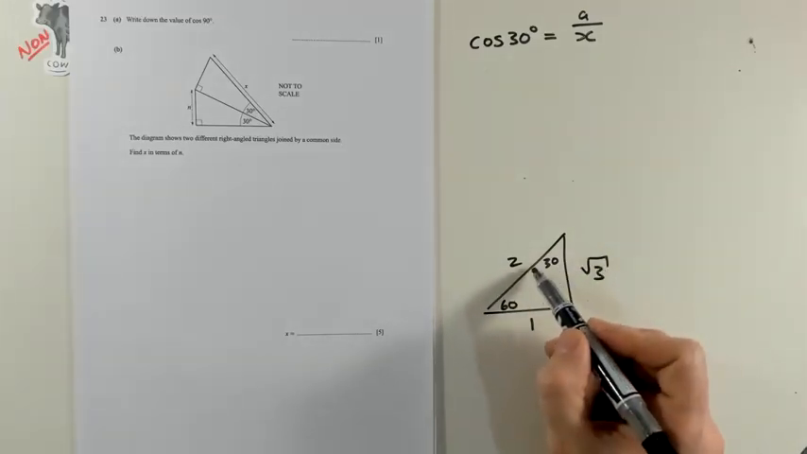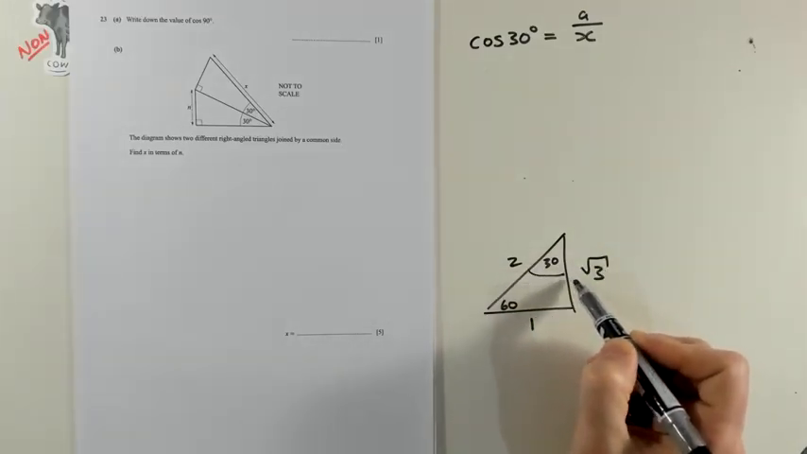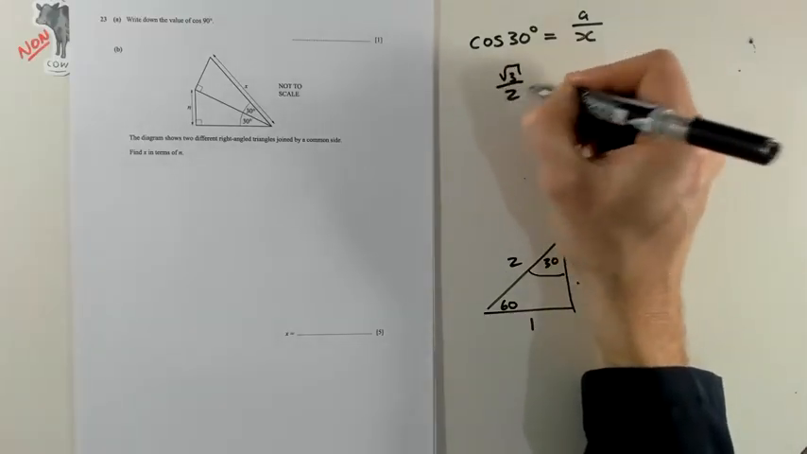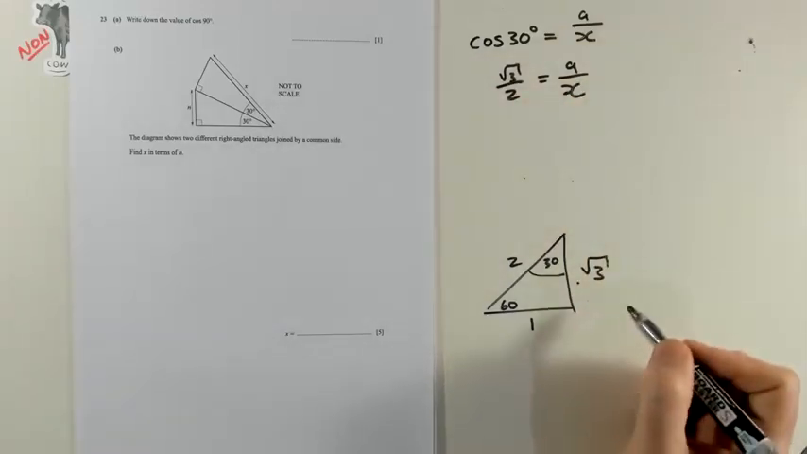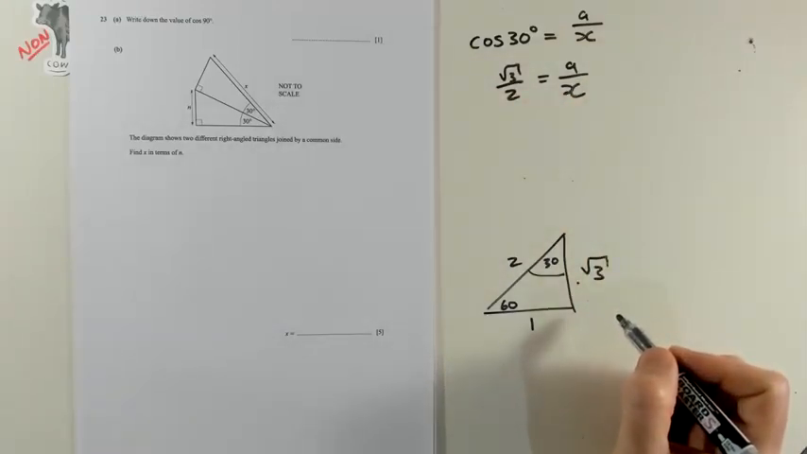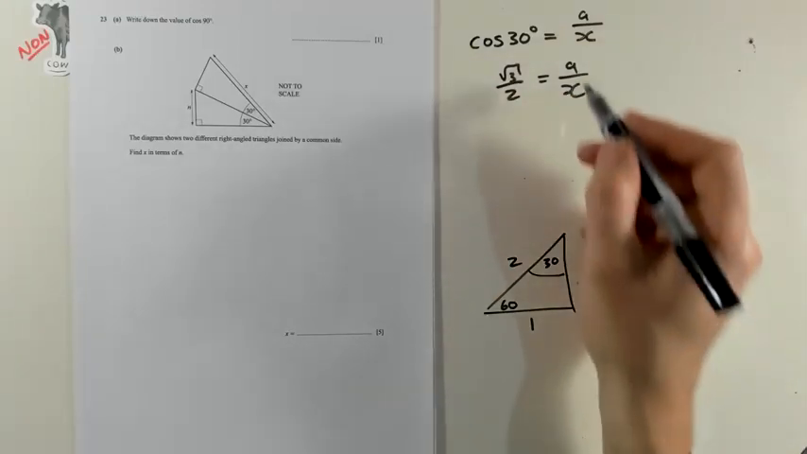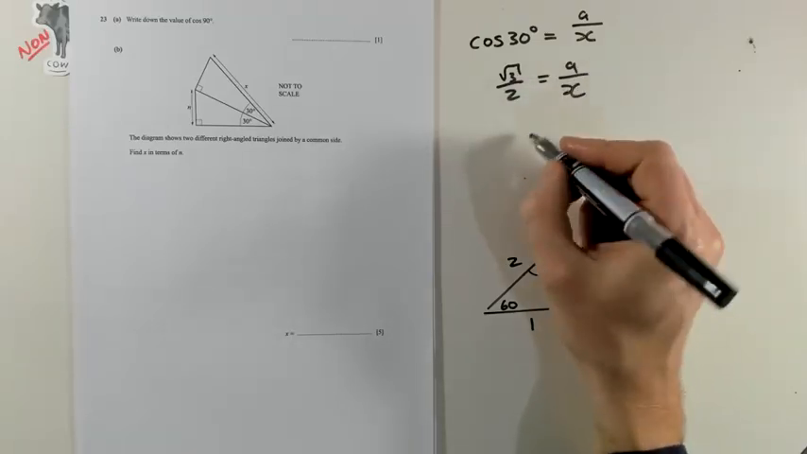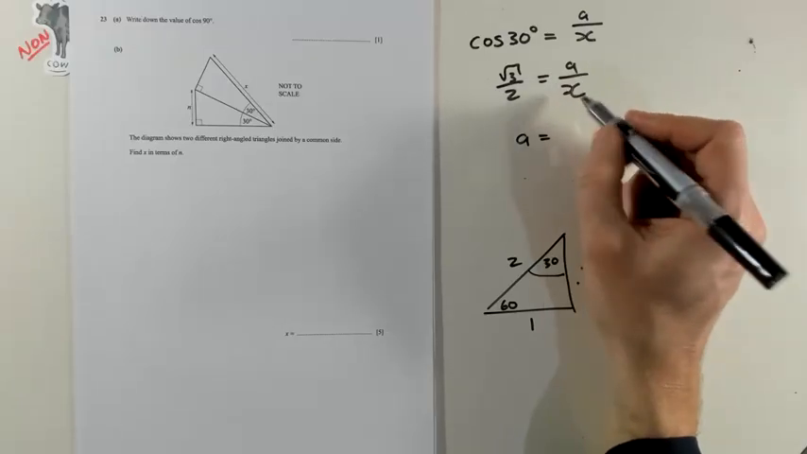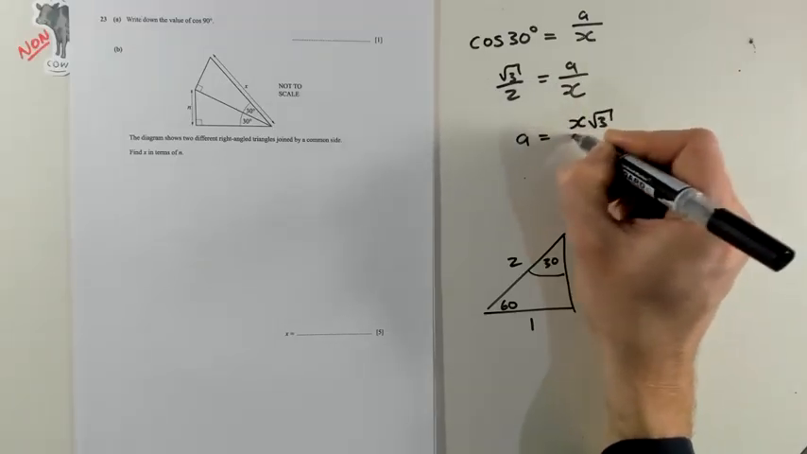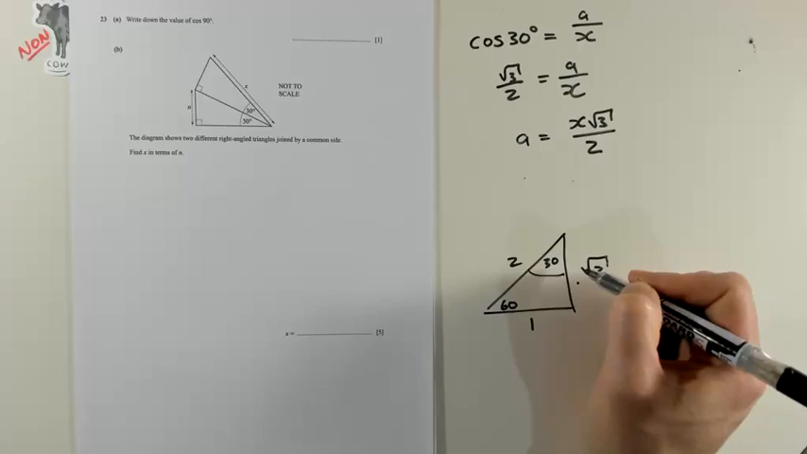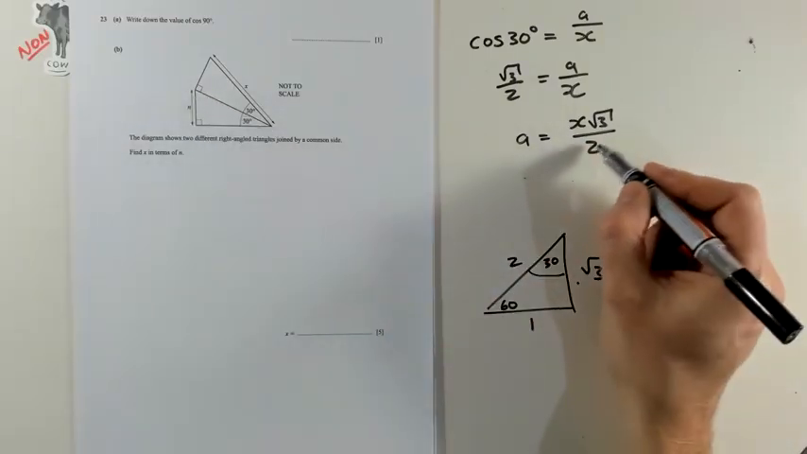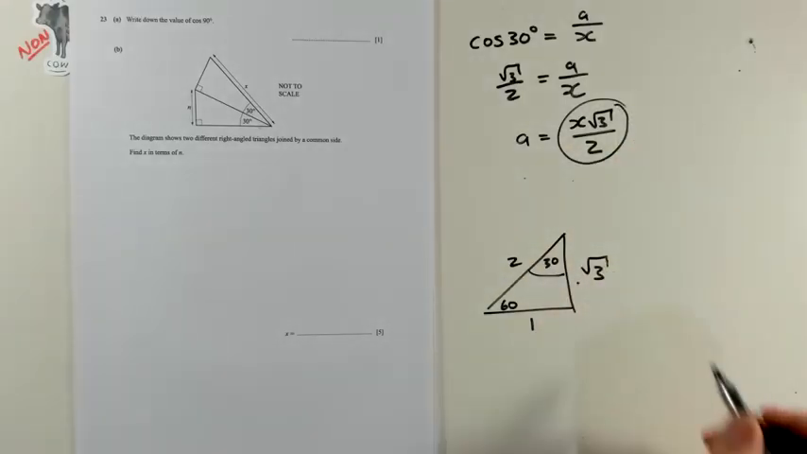So if I'm looking for the cosine of 30, it's going to be adjacent over hypotenuse, so the square root of 3 over 2. The square root of 3 over 2 is a over x. And now I want to write this in terms of this a. So I'm going to multiply by this x. So a is just going to be x square root 3 over 2. Okay, so that's that part done. So now I know that length over there is this thing, whatever this thing is.